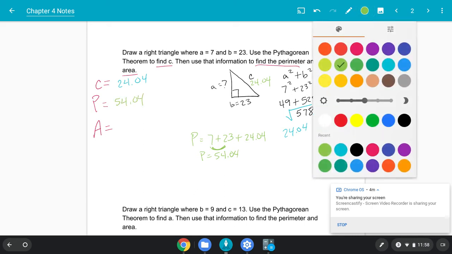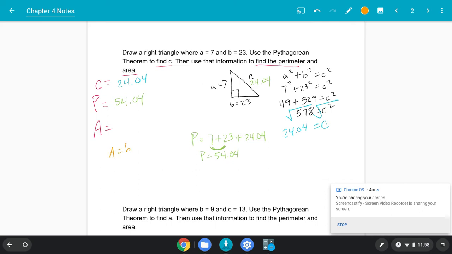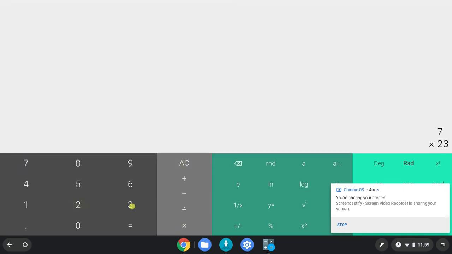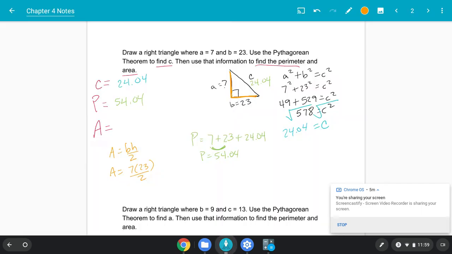And then the area of a triangle, remember, is base times height divided by 2. The base and height, remember, are the two sides that make a 90-degree angle. So we're going to go 7 times 23 divided by 2. We get 80 and a half. And there we go.